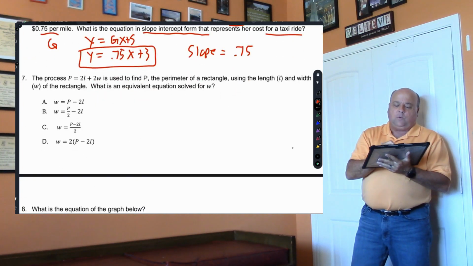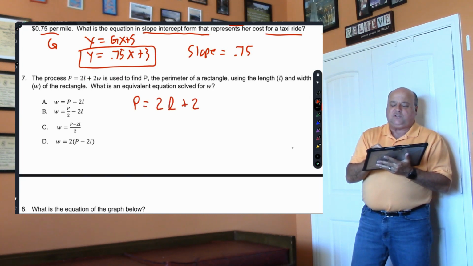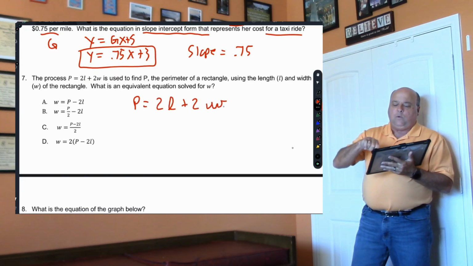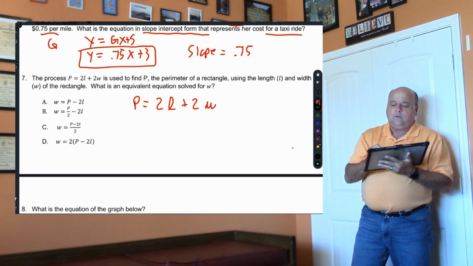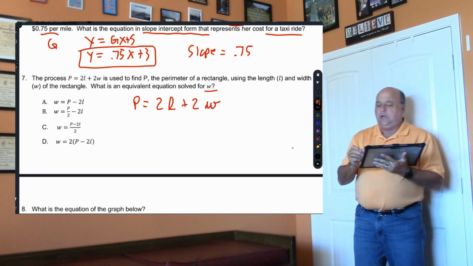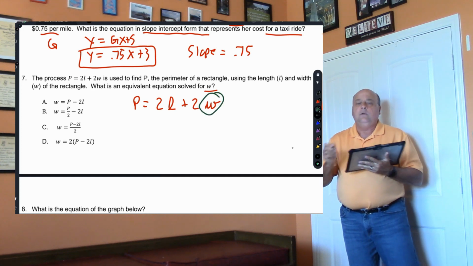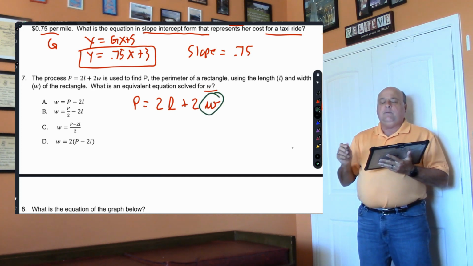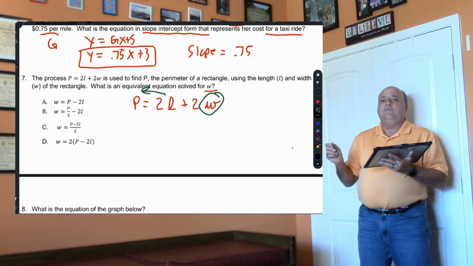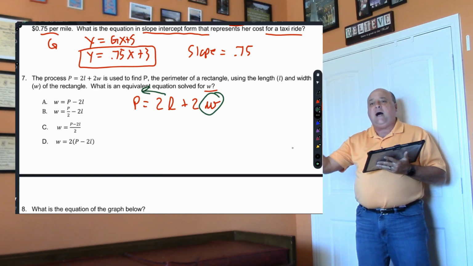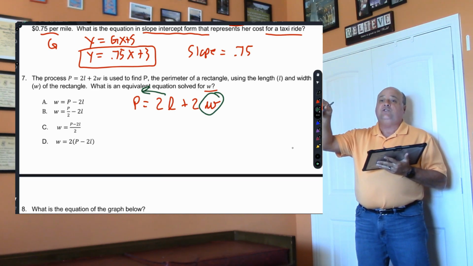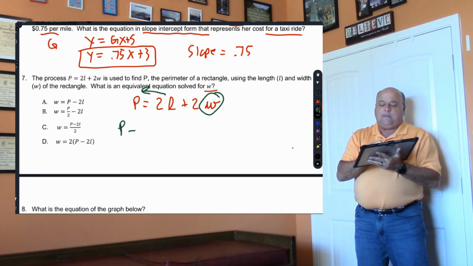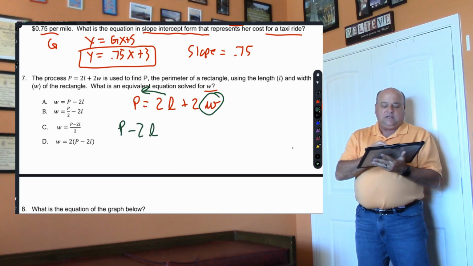This is a pretty hard one here. So the perimeter is equal to twice the length plus twice the width. And let me write W better. And we want to solve this for W. So let's circle the W. Now then, notice what's got to get moved over. The 2L is going to get moved across. That means the positive 2L will turn into a minus 2L. So I know I'm going to have P minus 2L.